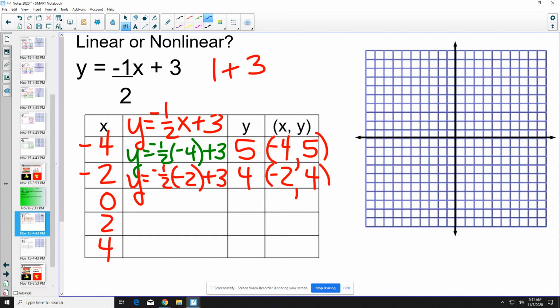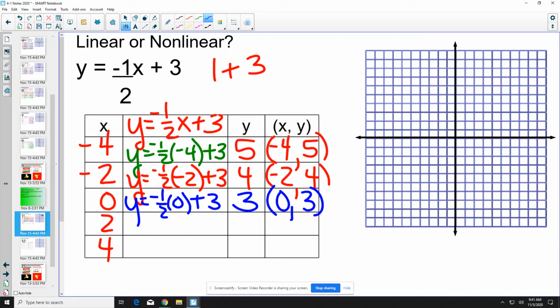All right, so let's put in 0 for x now. We're going to have y equals -1/2 times 0 plus 3. -1/2 times 0 is 0. 0 plus 3 is 3. So this next point that you're going to put in your table is 0, 3.